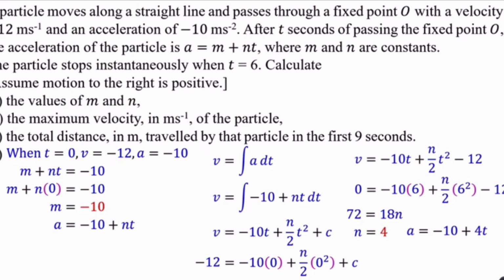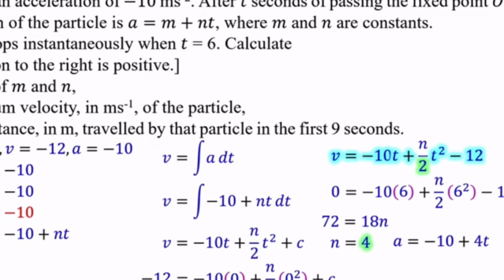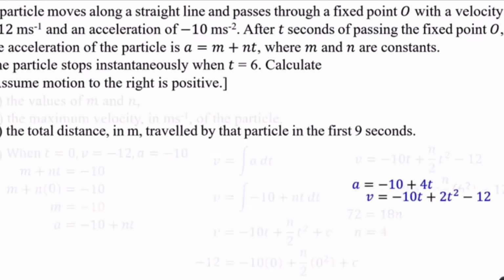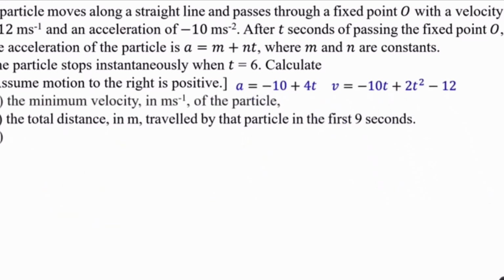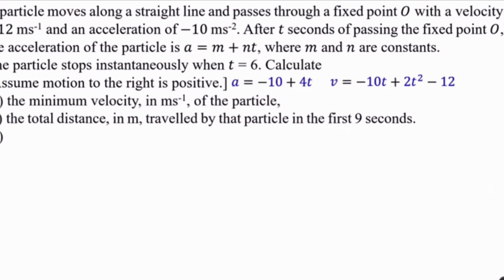With m and n, we can get the function for acceleration, and also we can get the function for the velocity. So we are going to list down the function of velocity in terms of t and also the acceleration in terms of t, so that we can solve for the next question. So the acceleration is negative 10 plus 4t and the velocity is negative 10t plus 2t squared minus 12.